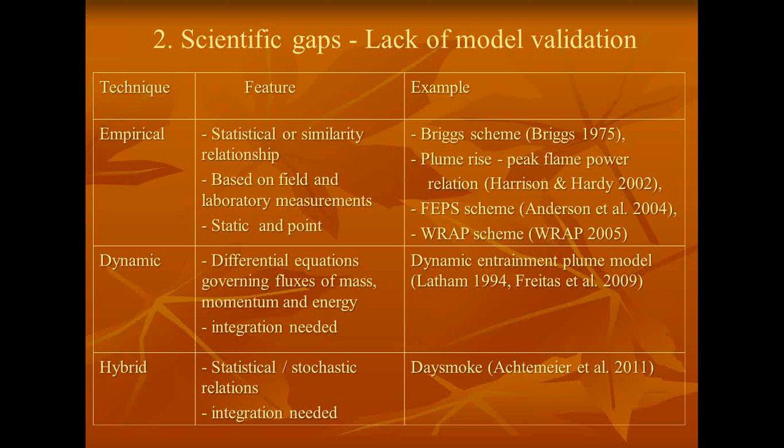The second category is dynamic models, which fully solve differential equations, which basically are the conservation equations of mass, momentum, and energy. There is a need to integrate over time, also over space. So it's very complex. The third one is a combination of these two, which in nature is statistical, but there is a need for integration over time and space. This model is one such model.